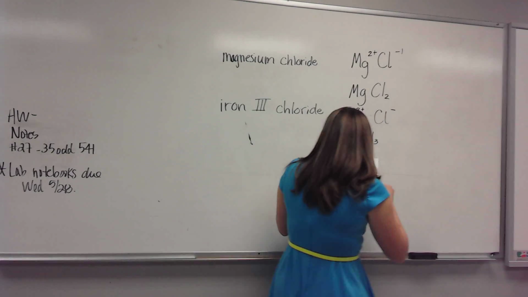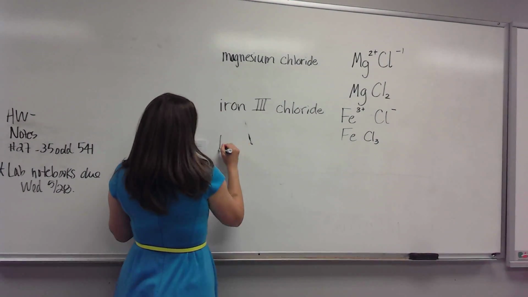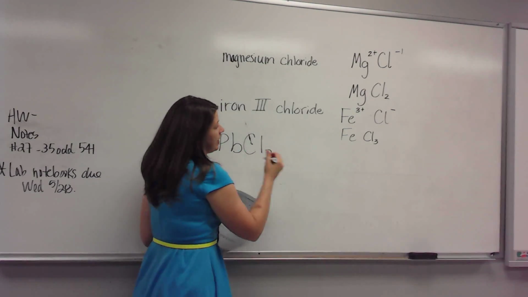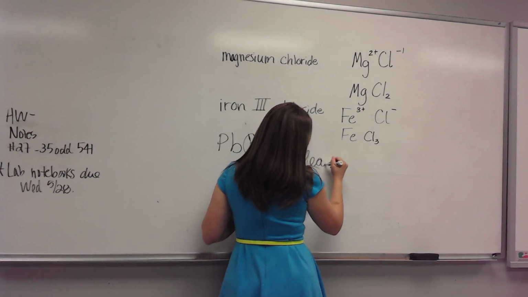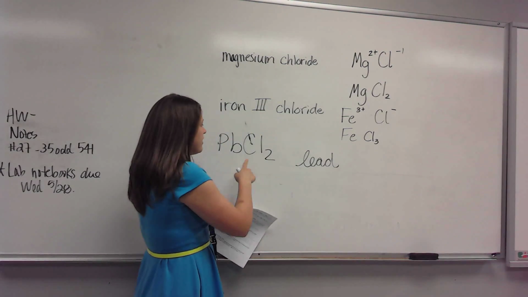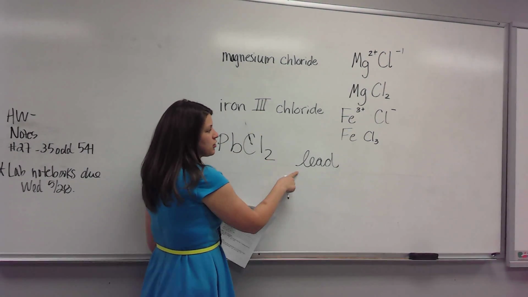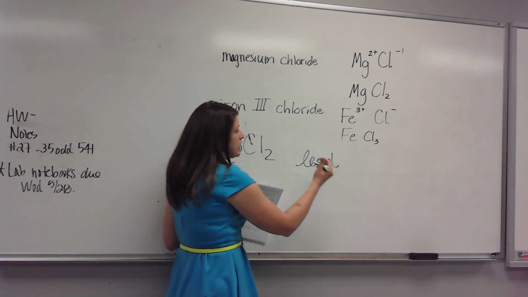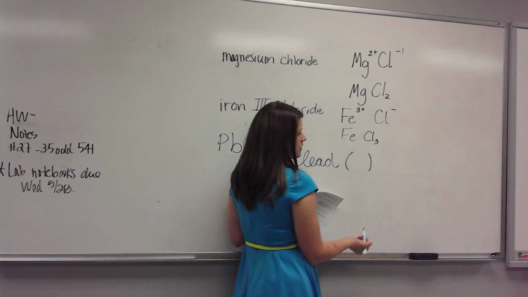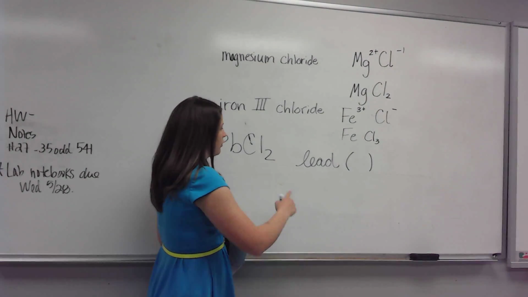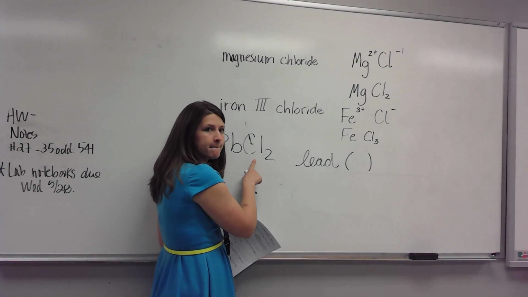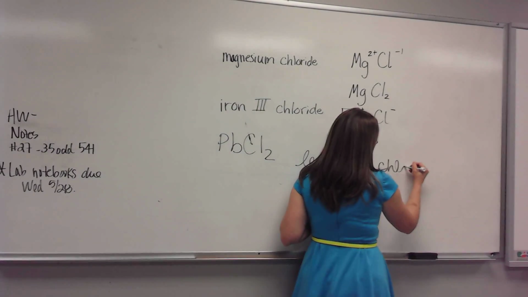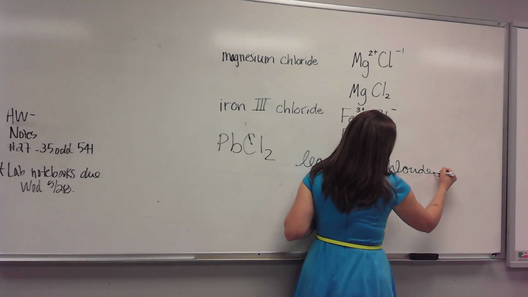All right. Lead. Pb, I gave it away. PbCl2. Pb is lead, and lead is a transition metal, just like iron, so it needs a Roman numeral as well. So I'm just going to put parentheses, but I know I need a Roman numeral. And then what is Cl? Chlorine, but because it's an ion, I change it to chloride.